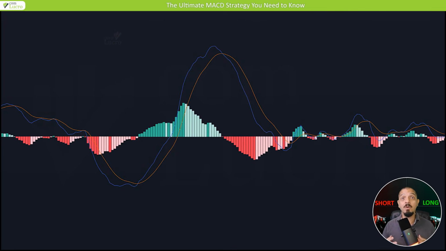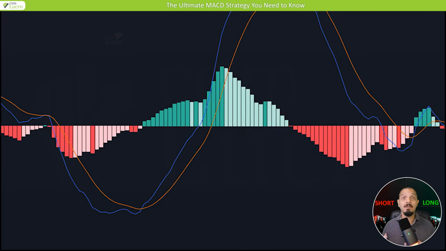The histogram adds even more insight by showing the strength of this momentum. If the histogram is growing larger, it signals increasing momentum in the direction of the trend. Conversely, if it's shrinking, momentum is weakening. Here's how you can use this in practice.